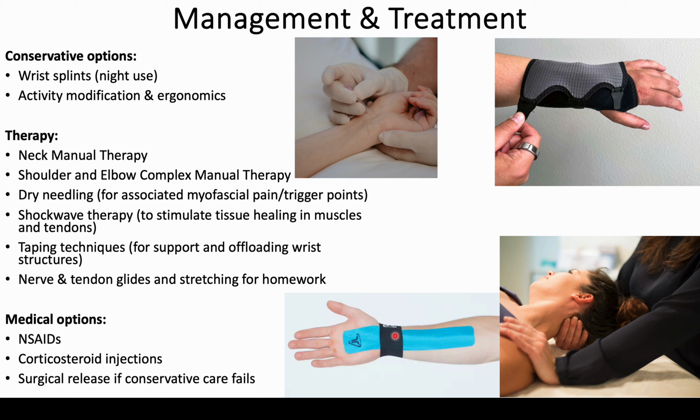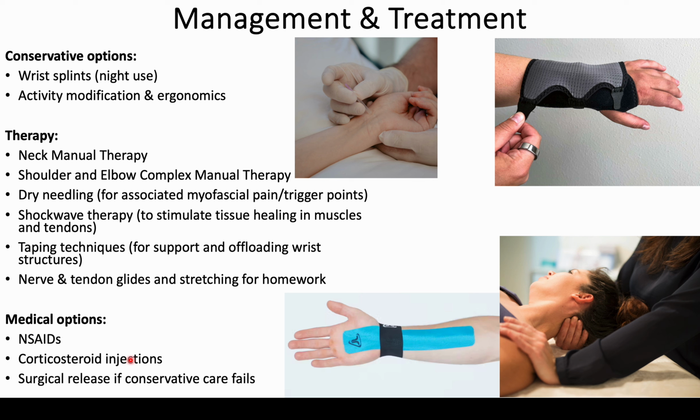I find taping techniques quite effective, especially after a treatment where it could be irritated. Taping can be very effective, and this is something that you can do at home as well. Nerve and tendon glides and stretching for homework. Usually at first I focus on the stretching and not really the strengthening right away until we bring the symptoms down. Medical options is something that your doctor would be looking at.